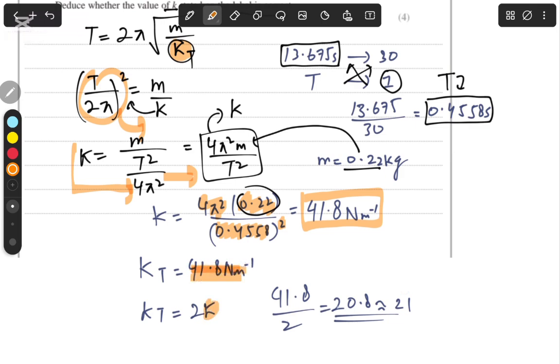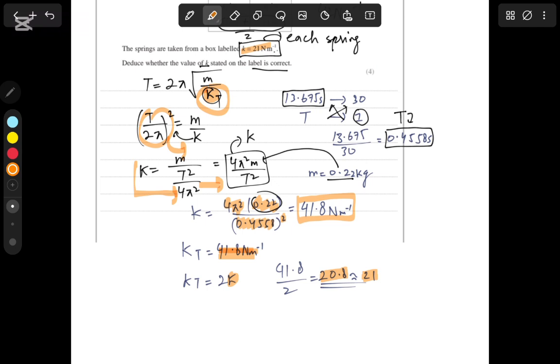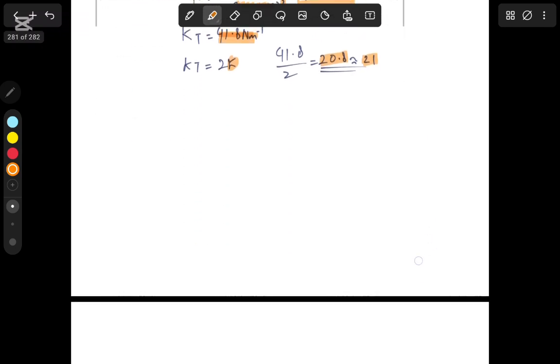So I'm going to divide this by 2 and I'm going to get 20.8, which is approximately 21. Okay. So again, why is this the total spring constant? You can see at the end of the video. Okay. Now let's do the next question.